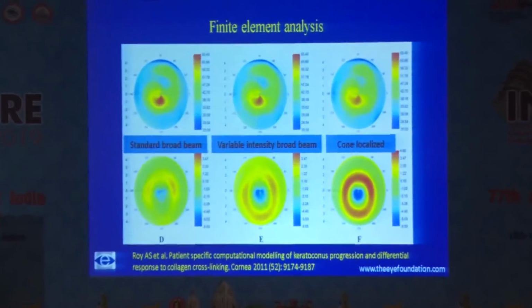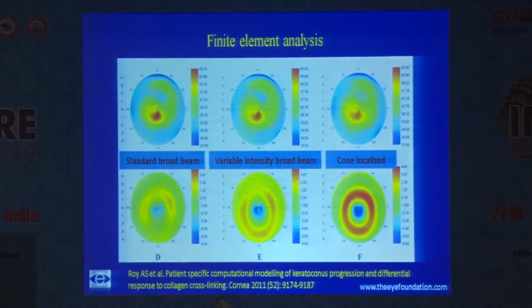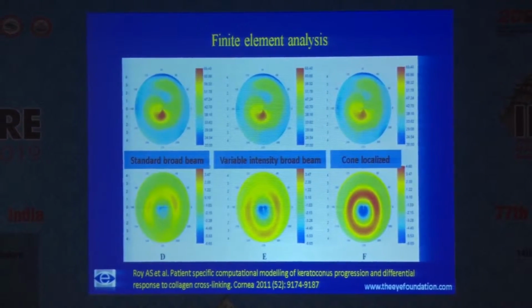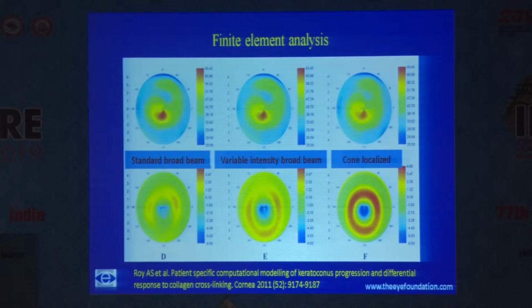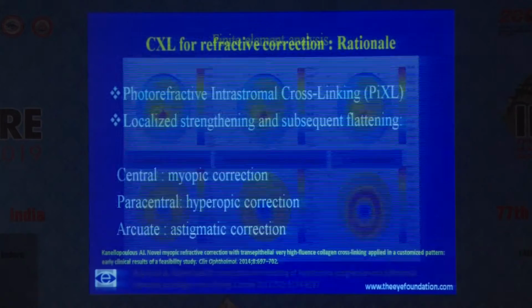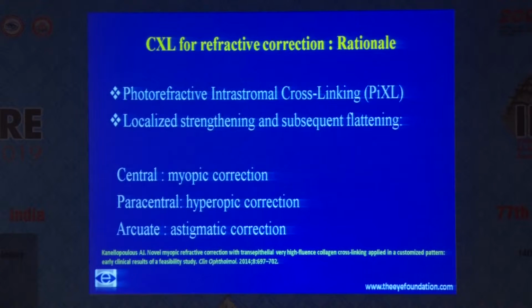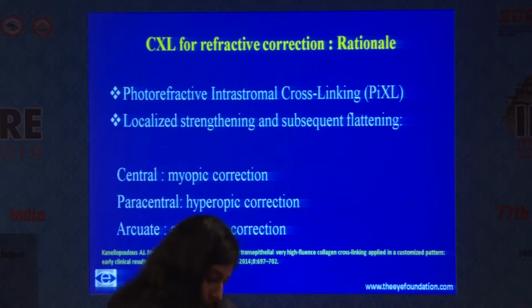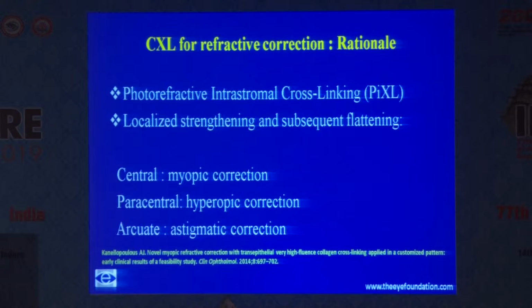Now we're all aware that corneal cross-linking increases the biomechanical rigidity of the cornea, but alongside it can also cause a keratometric flattening. In keratoconic eyes, they have shown that if you have smaller diameter cone localized treatments, the flattening that is induced is much more as compared to the standard broad beam. So what if this was extrapolated to normal non-ectatic eyes, wherein we produced a central flattening in order to induce a myopic correction? This forms the basis of photorefractive intrastromal cross-linking or PiXL.